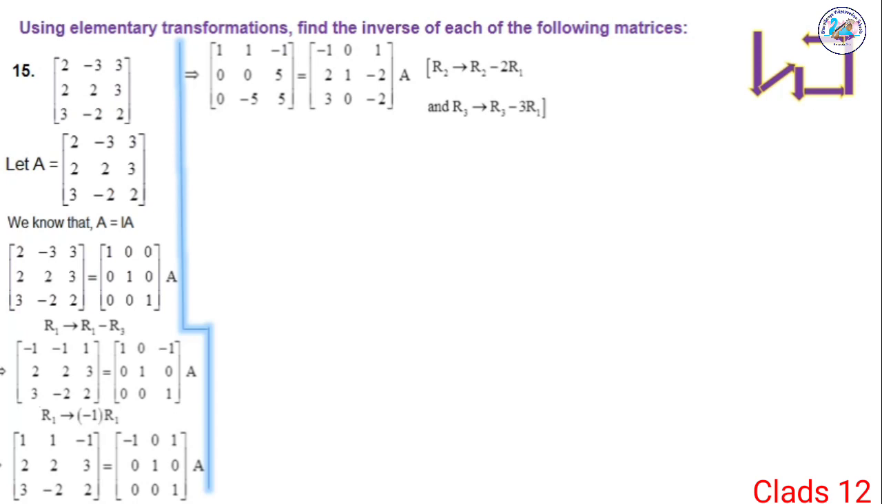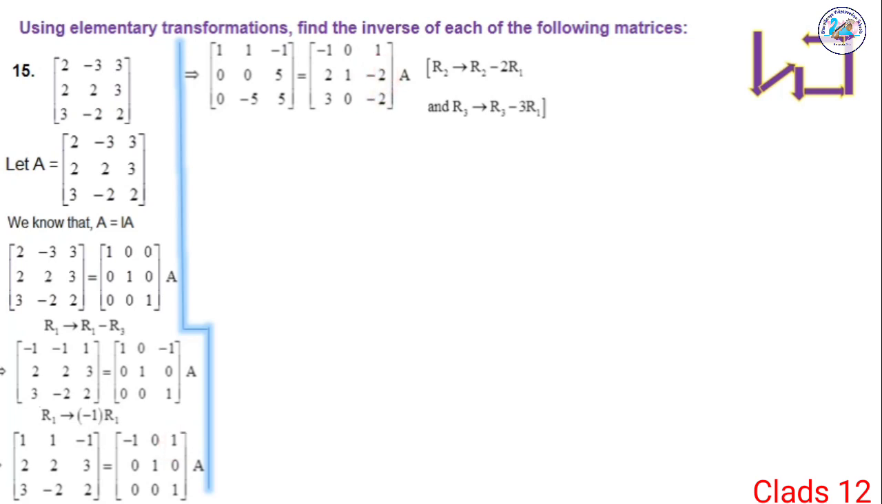Equal to, on the right side, just R1 remains the same, minus 1, 0, 1. And R2 we are changing. R2, how are we changing? R2 minus 2R1. That is 0 minus 2 into minus 1. 2 into minus 1 is minus 2, and minus minus is plus, that is 0 plus 2, that is equal to 2. Next is R2 is 1. R2 minus 2 into 0, that is 2 into 0 is 0, that is 1 minus 0, that is equal to 1. Next R2, 0 minus 2 into 1, 2 into 1 is 2, so 0 minus 2 is minus 2.